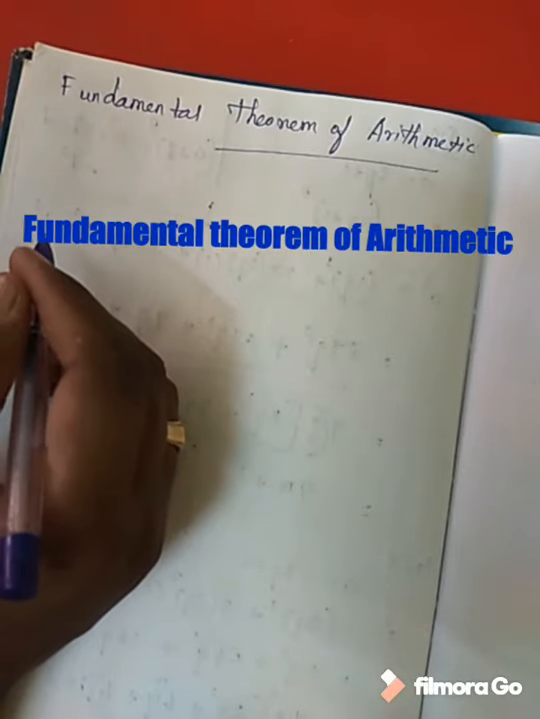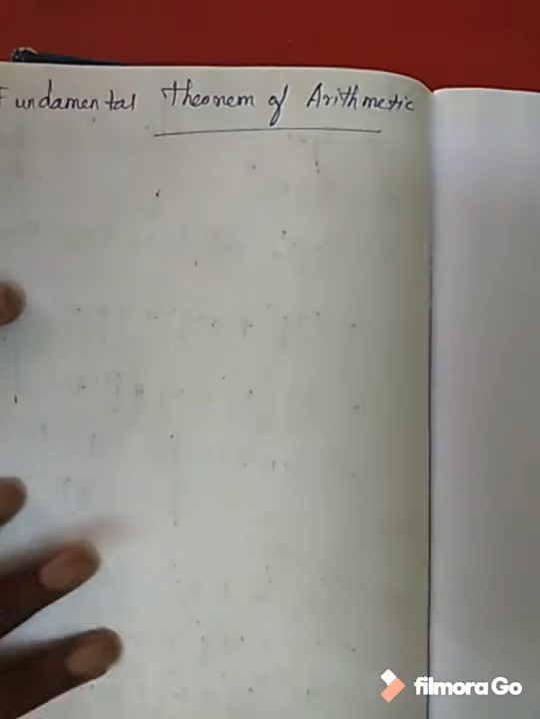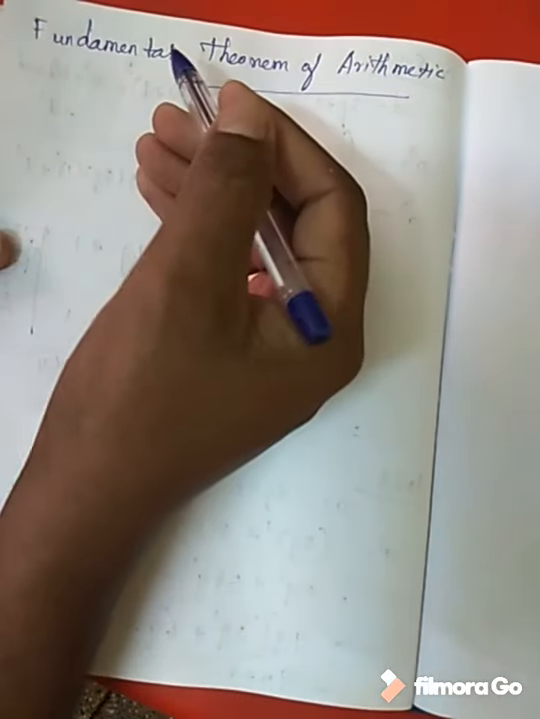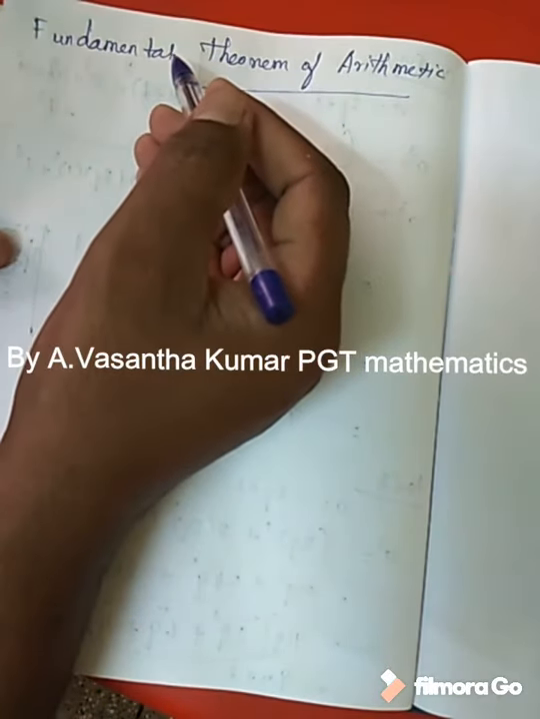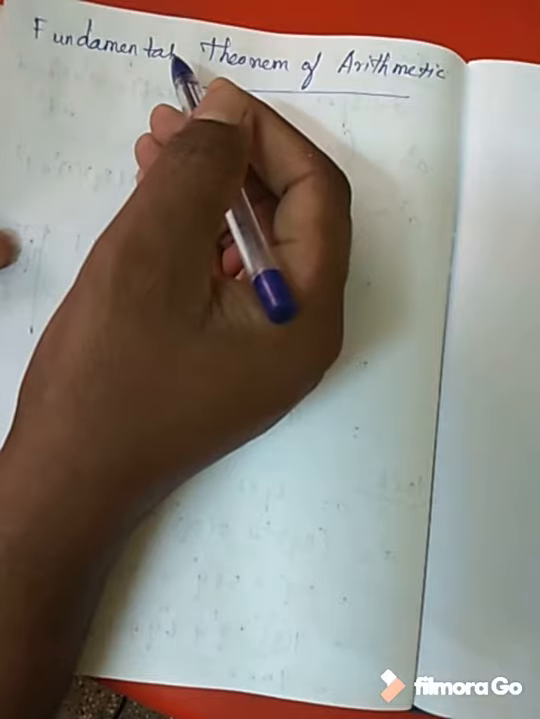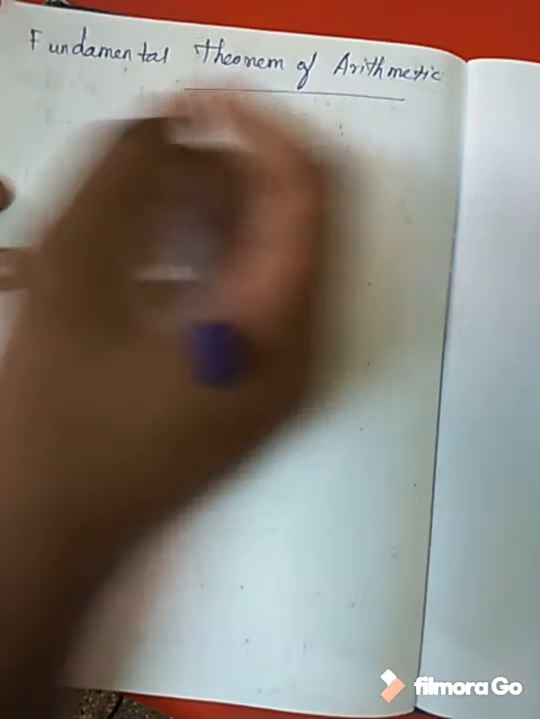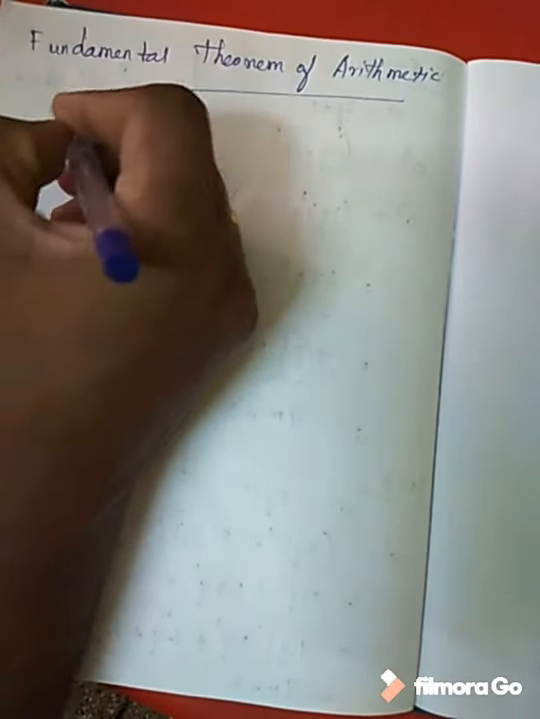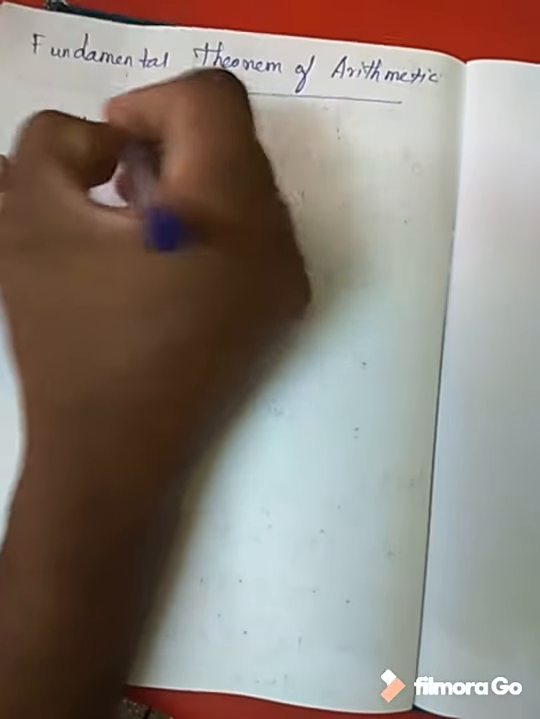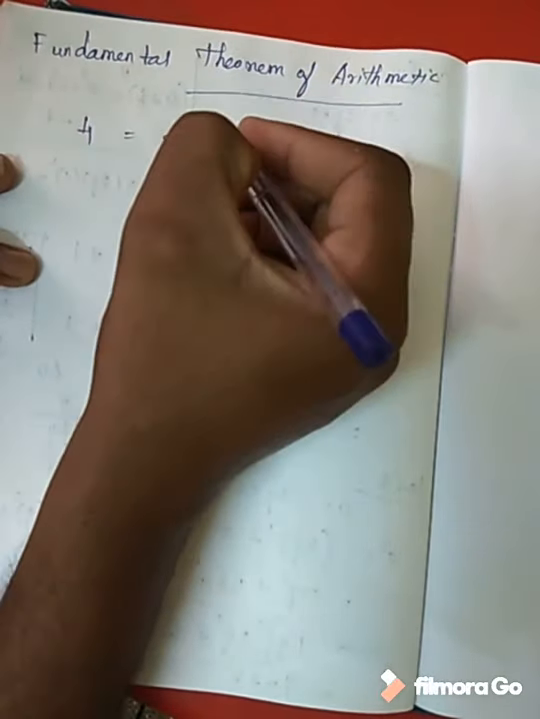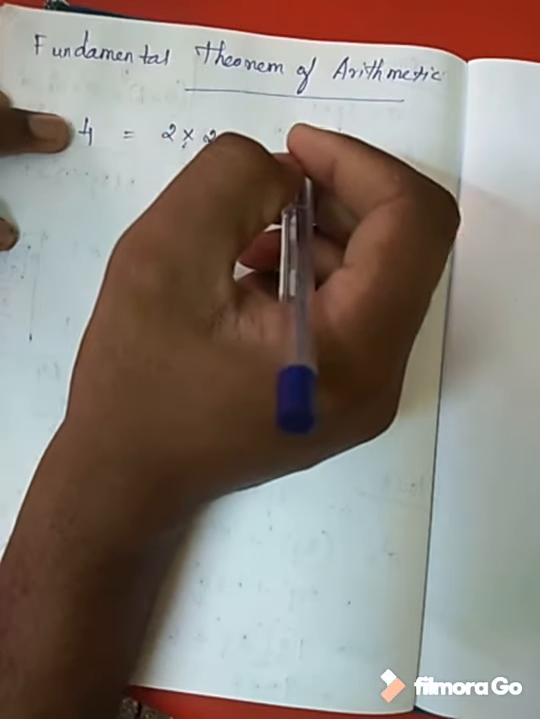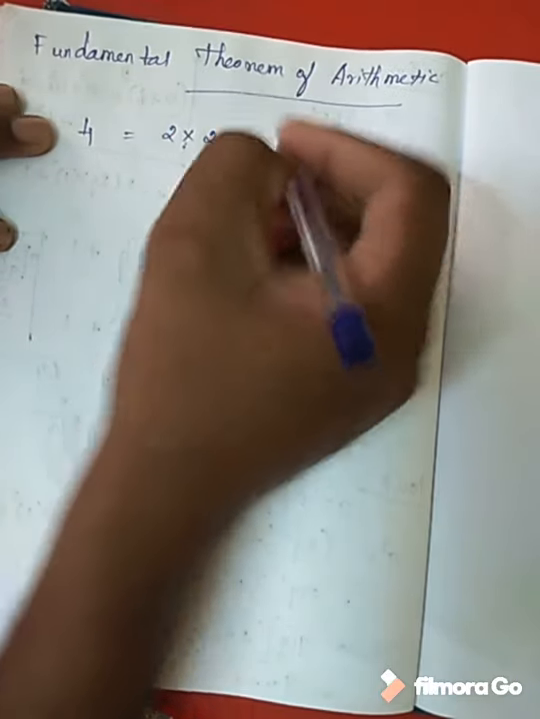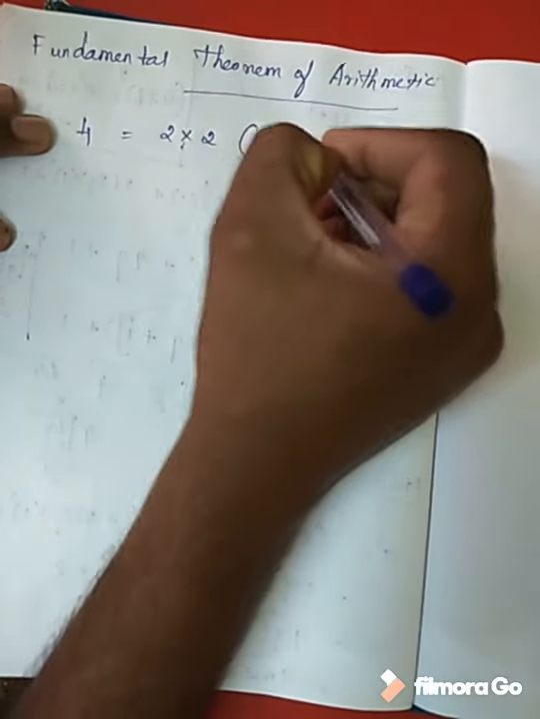Next concept, fundamental theorem of arithmetic. What is the fundamental theorem of arithmetic? Every composite number can be factorized as a product of primes. Let us take the first composite number, 4. 4 can be expressed as 2 into 2. Normally, if you factorize, we can write 1 into 4, but we are taking only prime factors.